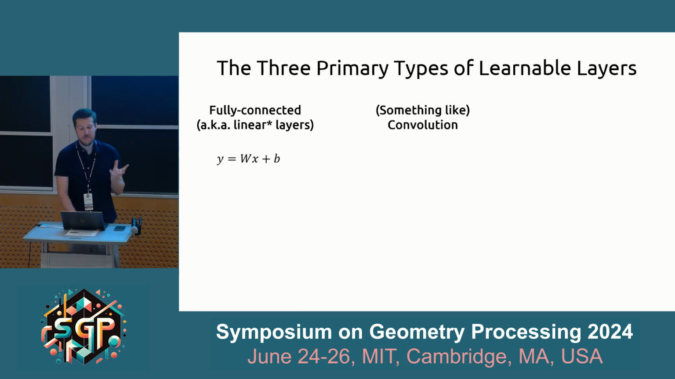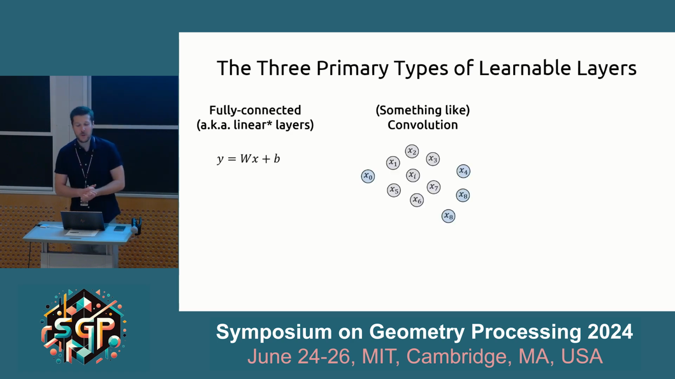OK, the second main type of learnable layer is, and I know this is a bit hand-wavy, something that looks like convolution, right? Convolution has a very specific formalization within the signal processing literature. Not everything that is referred to as a convolution in deep learning actually fits that characterization, but it's kind of like convolution. So what do I mean by this?